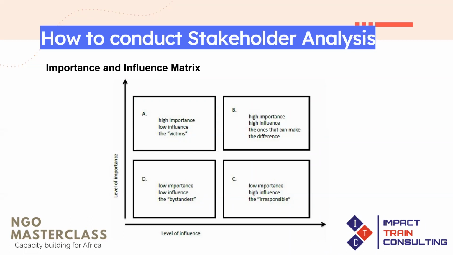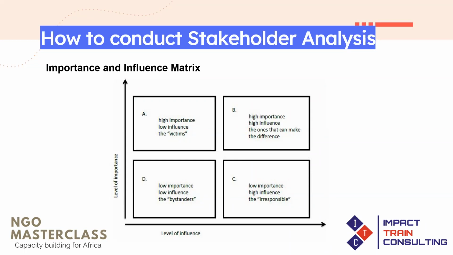while the people who are of high importance and high influence, people who can make a difference, are going to be in box B. And box C are people who are of low importance and high influence. They are going to be in box C. While in box D, you have people who are of low importance and low influence. So that will enable you to now know how you want to prioritize.